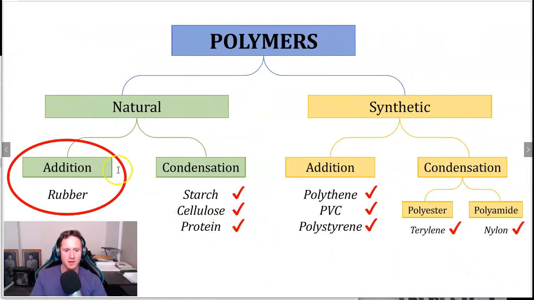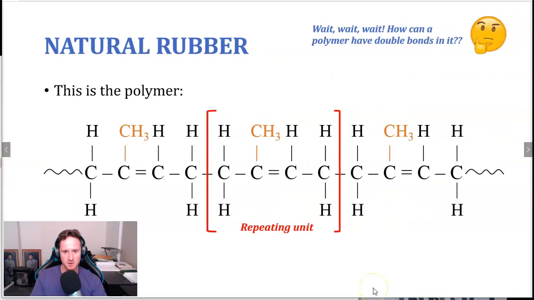So what we're going to go through here is look at some addition polymers. An example that we're looking at is rubber. This section here, natural polymers condensation, was covered in organic chemistry. Synthetic polymers addition and condensation was covered in the previous video.